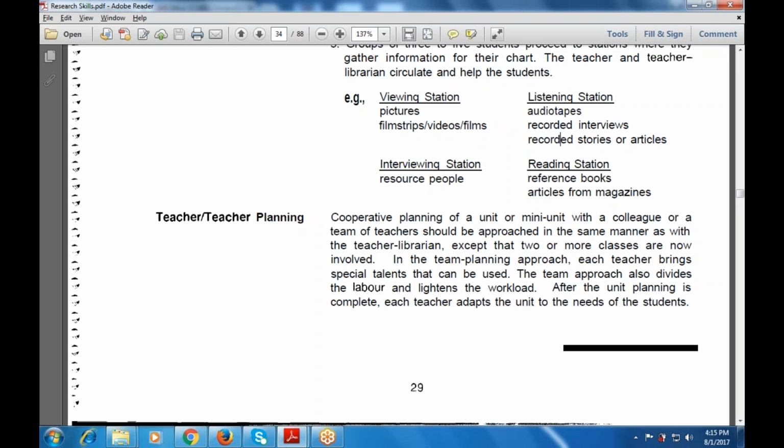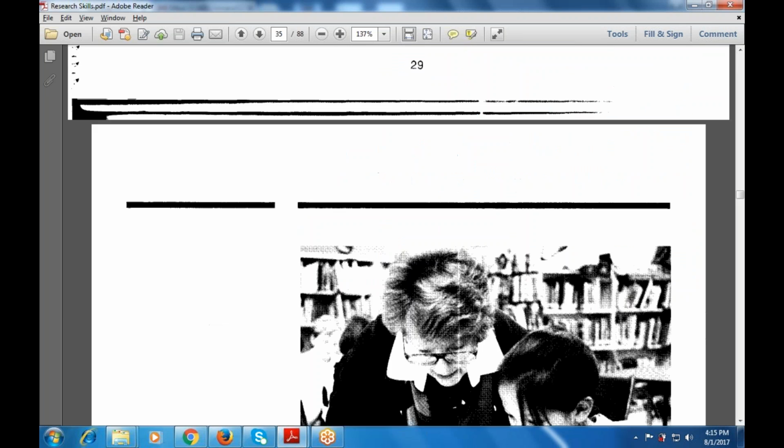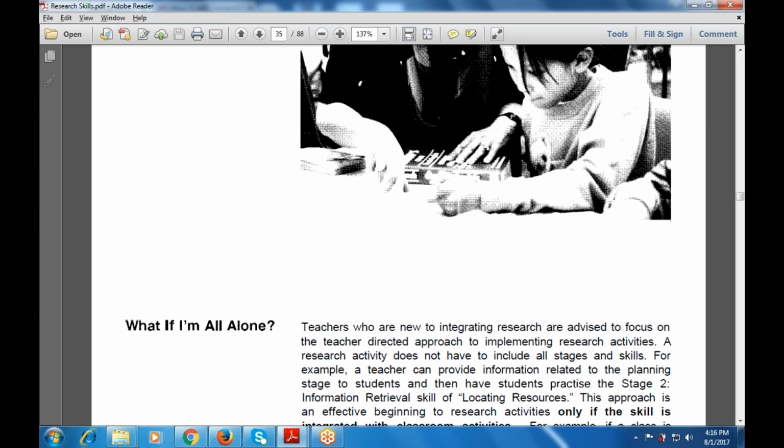After the unit planning is complete, each teacher adapts the unit to the needs of the students. Whatever the need of the students, that may be teacher librarian and teacher planning, that may be teacher guidance. That divides the labor and lightens the workload. Now, this is one example, but what if I am all alone?